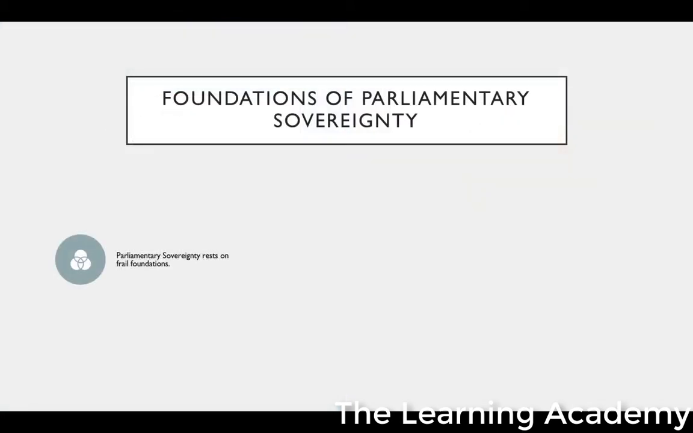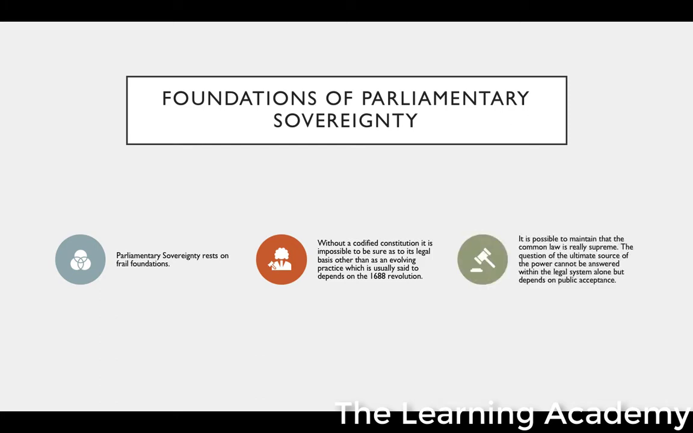So the foundations of parliamentary sovereignty are relatively frail, and this is because we do not have a codified constitution that outlines this principle clearly. What we have instead is the idea of the 1688 revolution, which is where we see the transition between the power of Parliament and the power of the monarchy. We see the transition of power from the monarchy to Parliament.